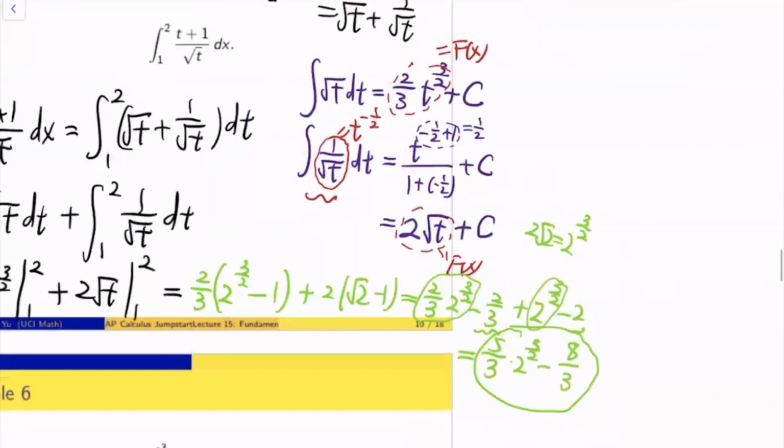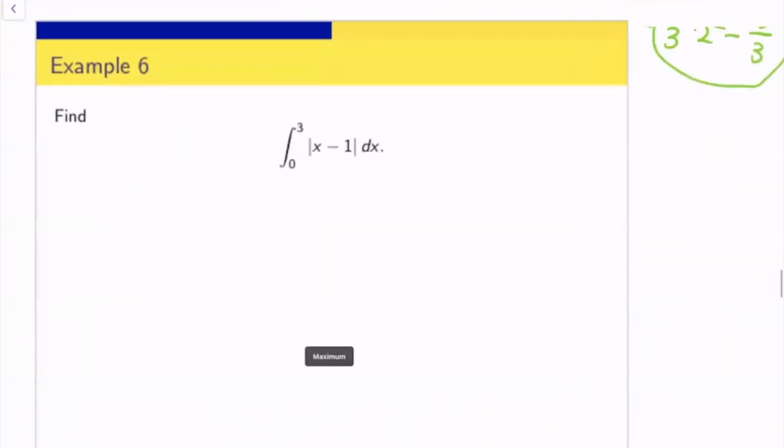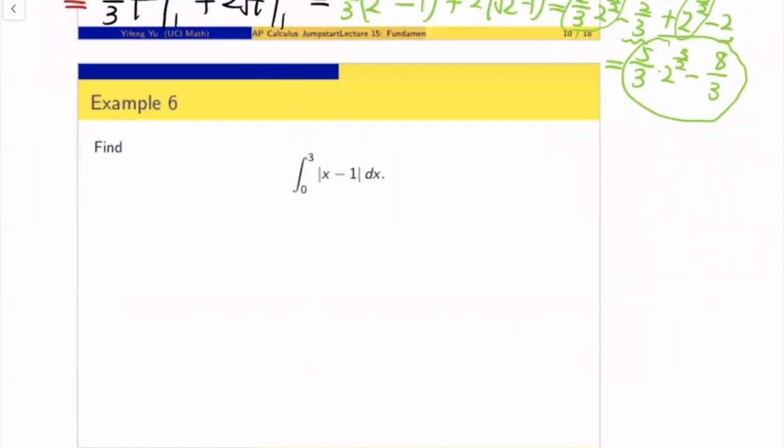Okay, all right. Example 6. Let's find the integral of the absolute value of x minus 1. Now we don't have an obvious antiderivative of the absolute value. So what we can do, with method 1, is use geometry, because this is a simple function. So maybe we can use a geometric way to do it. So method 1, we just use the geometric meaning.